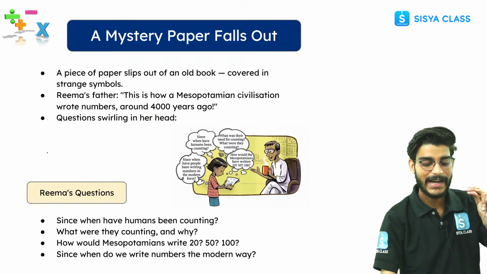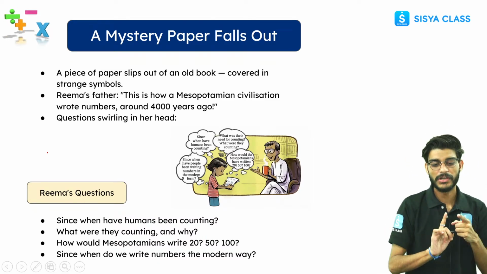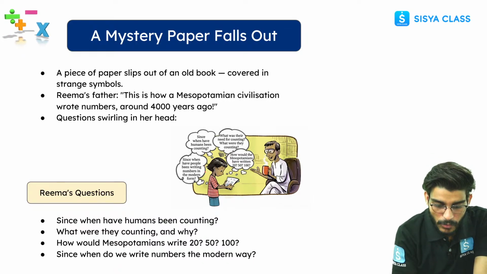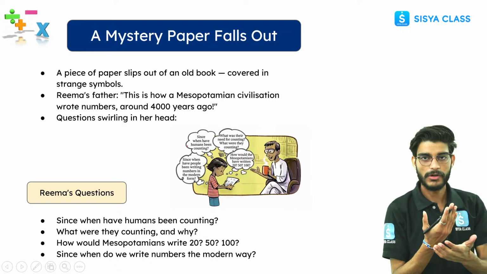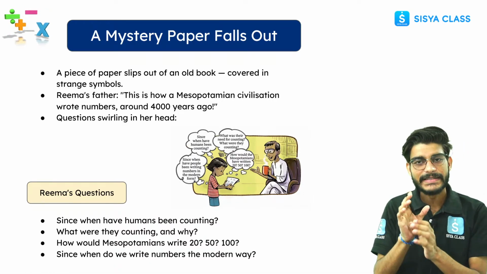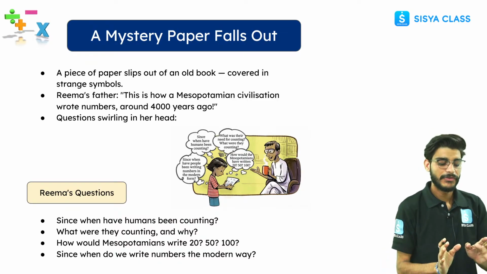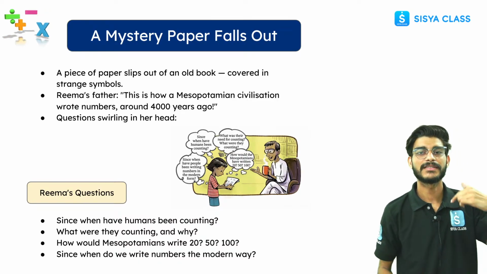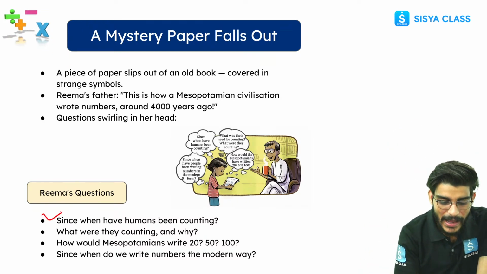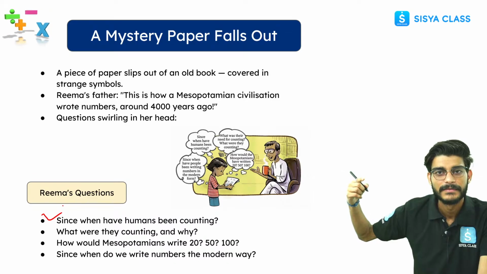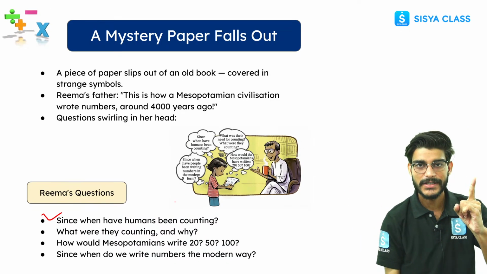Okay, so let's start with a story. Actually, everything starts from this story only. See, she has some curiosity. She's a girl with some curiosity. She has got a piece of paper and there are some symbols made there, right? Her name was Rimas and she went to her father and asked some basic questions, like, since when have humans been counting? Papa, when did we start counting the numbers? That was the first question.